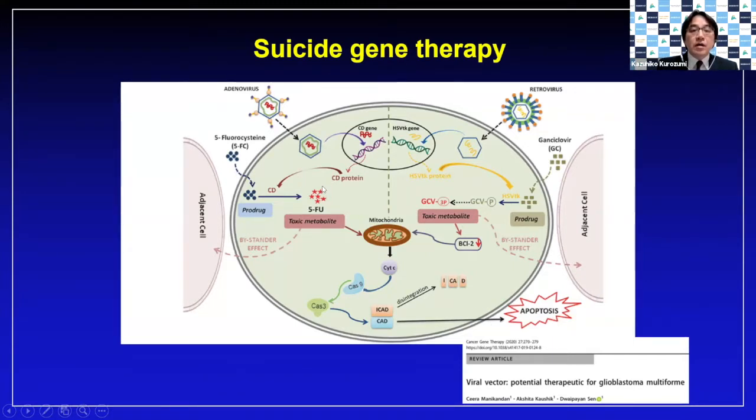Another one is cytosine deaminase. We can put this cytosine deaminase into an adenovirus or retrovirus. Then this cytosine deaminase can convert 5FC to 5FU, so it can have an apoptotic effect. So these are suicide gene therapies.